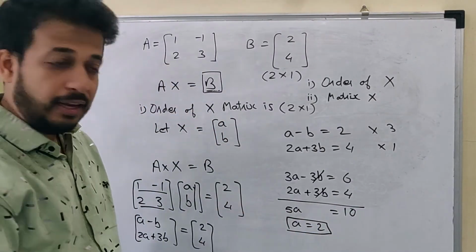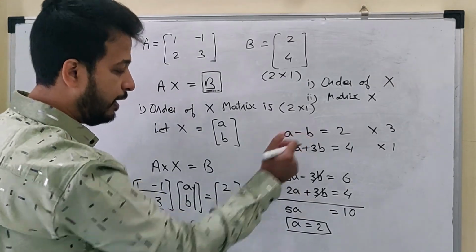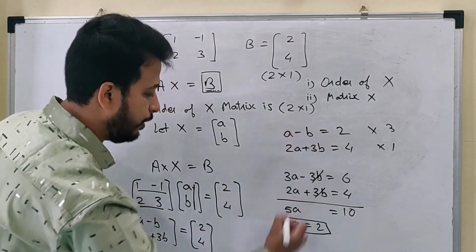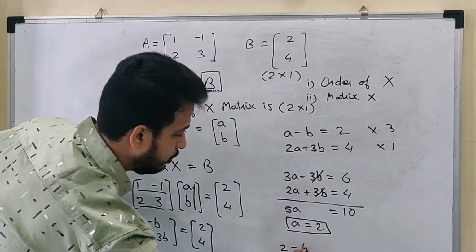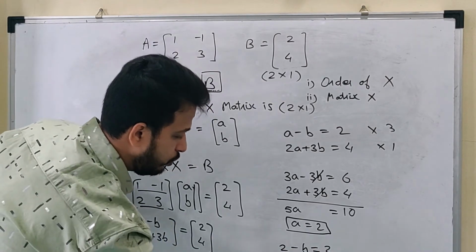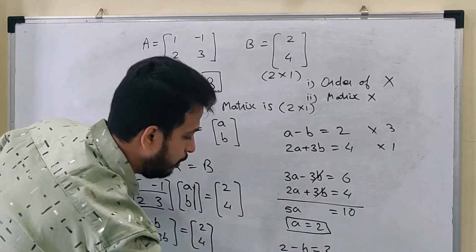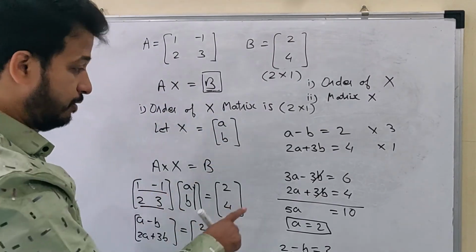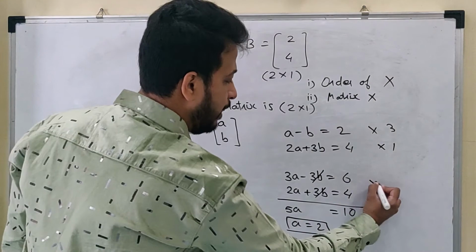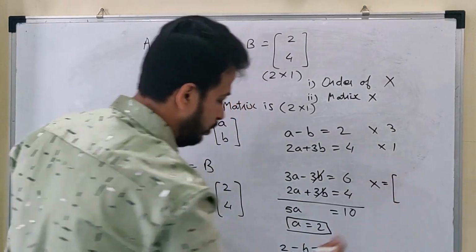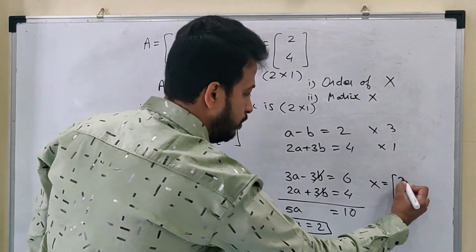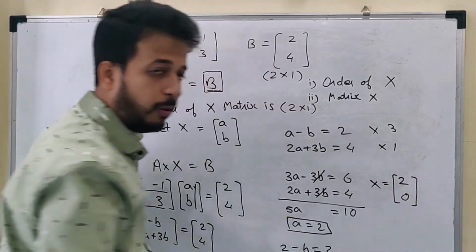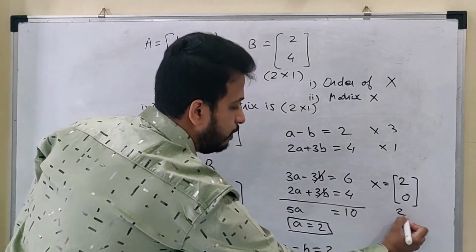As I get the value of A, I'll put the value of A in this equation and I'll get the value of B. So putting in this equation, it becomes 2 minus B is equal to 2. So therefore my B will be 0. So I get my matrix. My X matrix will be equal to, my A term is 2 and B term is 0. If you see properly, it is of order 2 by 1.